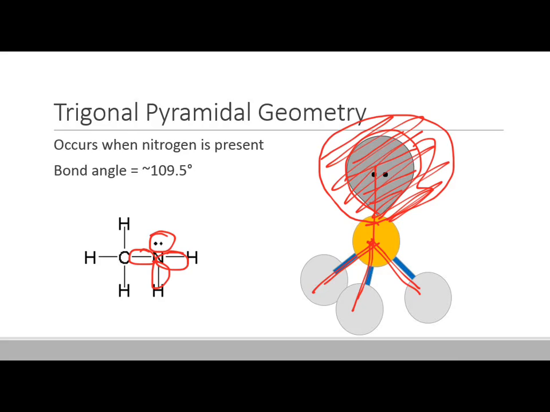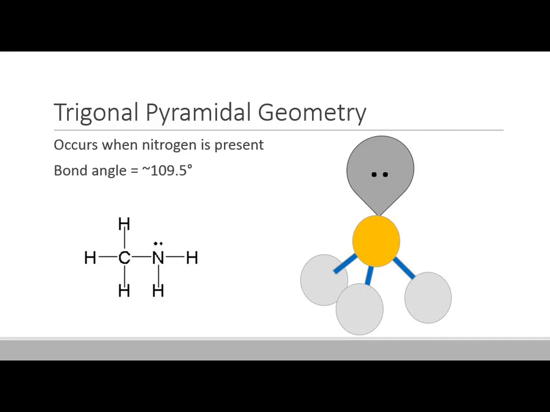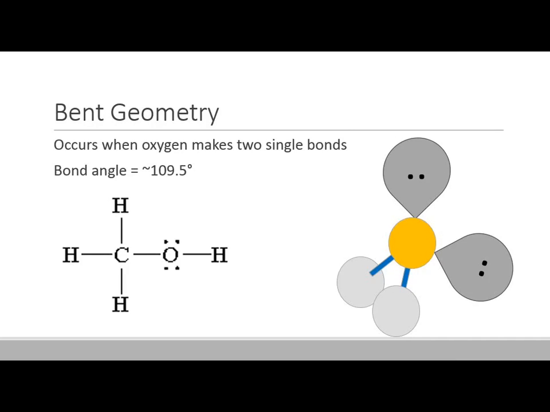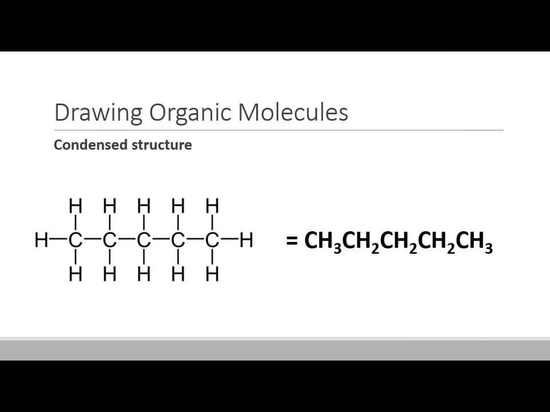109.5. And then if we have an oxygen present, we'll typically have a bent geometry. So remember that oxygen likes to make two single bonds, or it can make a double bond, but in the case of making two single bonds, again, we have one, oops, I just pushed the wrong button.